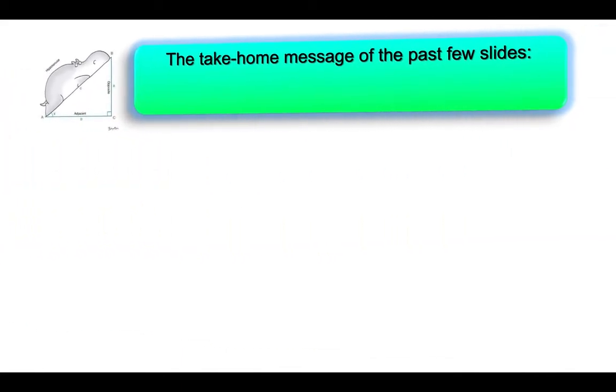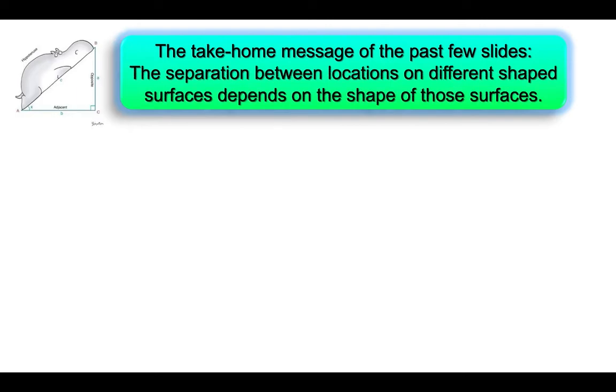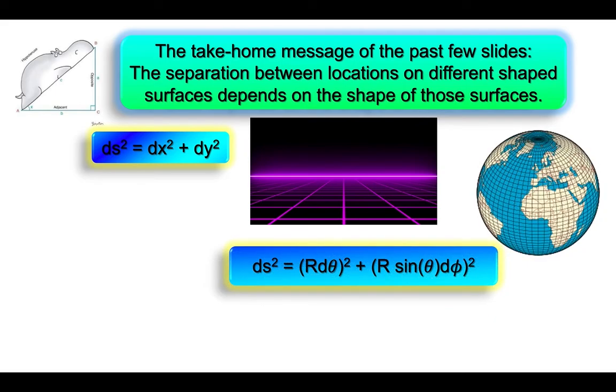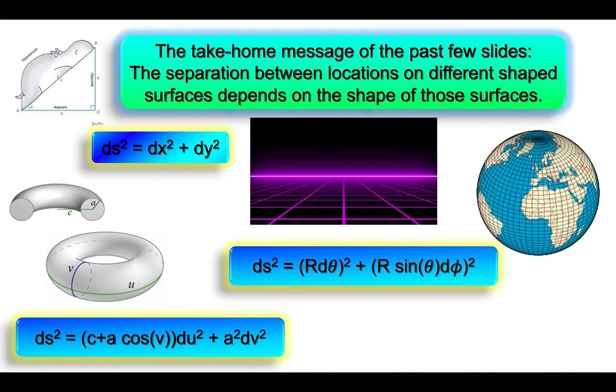So the take-home message of the past few slides is you don't need to remember any of these equations, but the separation between locations on a surface depends very much on the shape of that surface that you're moving around in. If you're moving around just on a flat sheet of paper, the separation between two points on that paper is basically the Pythagorean theorem that you learned about in high school. But if you're moving around on the surface of a sphere, or on the surface of a donut, or there are some other possible types of surface you can move around on, then the separation between nearby points will take a different form.